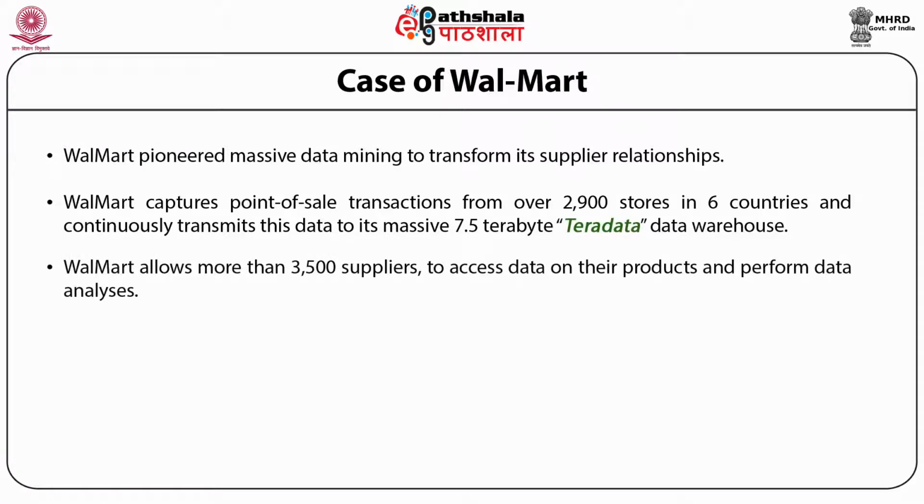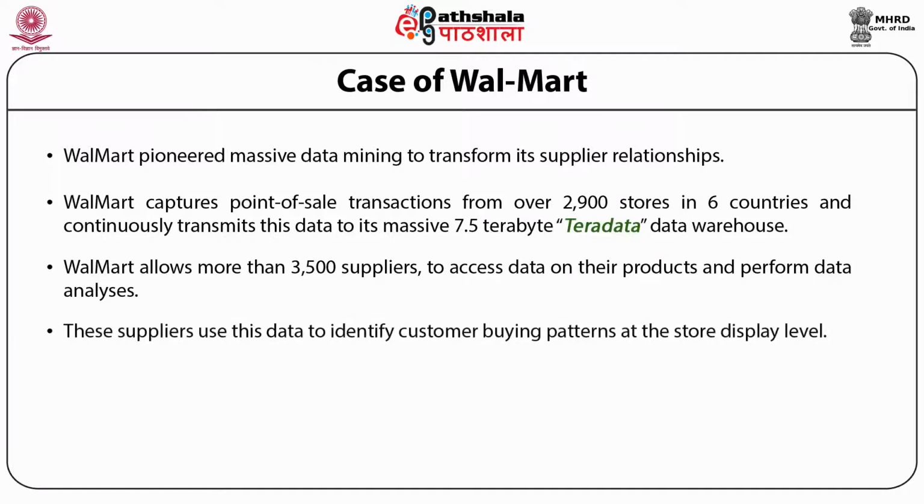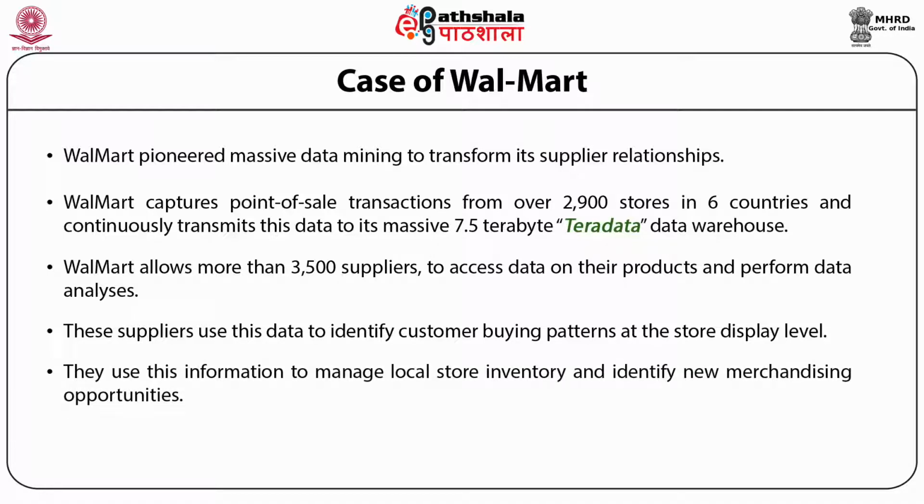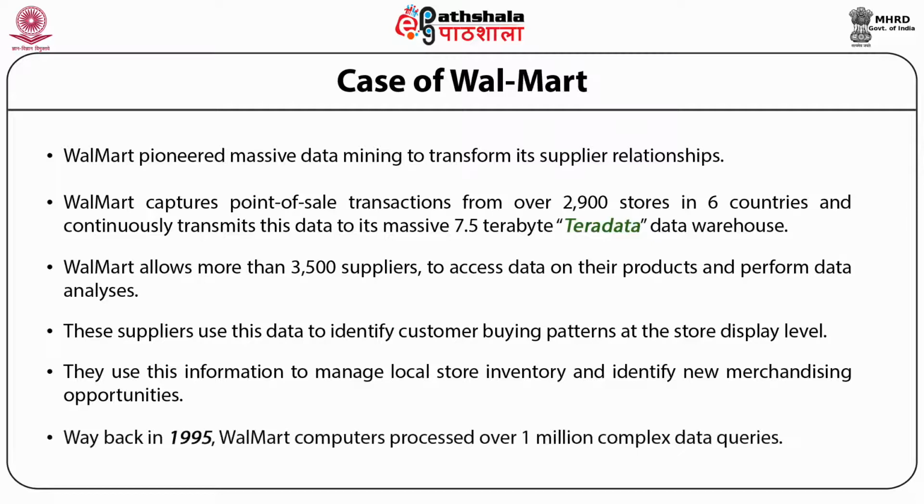Walmart allows more than 3,500 suppliers to access data on their products and perform data analysis. These suppliers use this data to identify customer buying patterns at the store display level. They use this information to manage local store inventory and identify new merchandising opportunities. Way back in 1995, Walmart's computers processed over 1 million complex data queries.